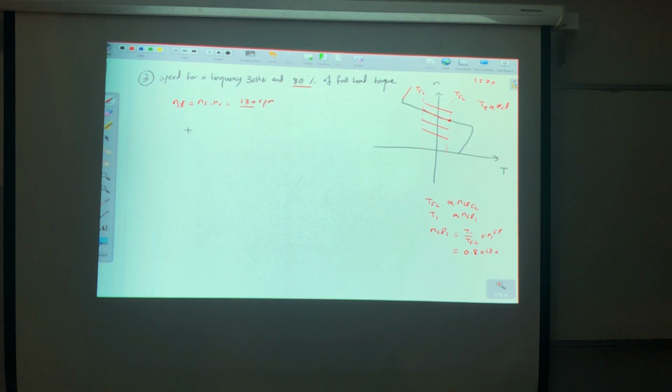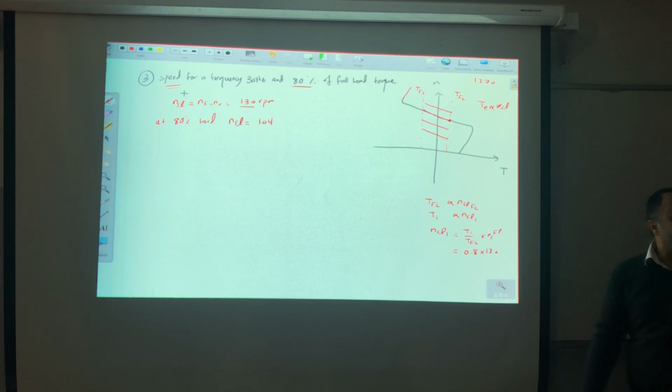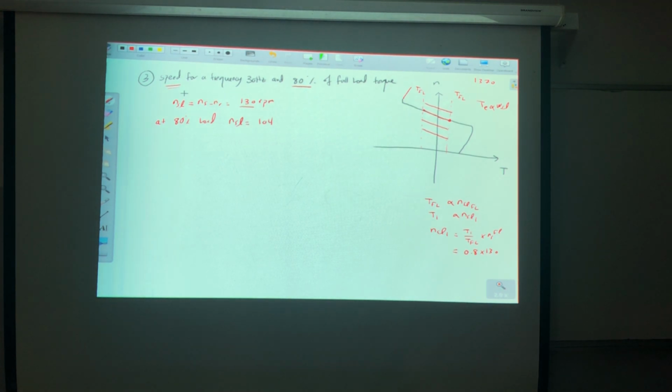So now, at 80% load, the N slip now will equal to what? 104. Good? Good. So I need to find the speed. If I'm having the slip speed, how can I find the speed? From the synchronous speed. Can I calculate the synchronous speed? Yes, at 30 hertz. So I can calculate the synchronous speed. The synchronous speed equals to what?